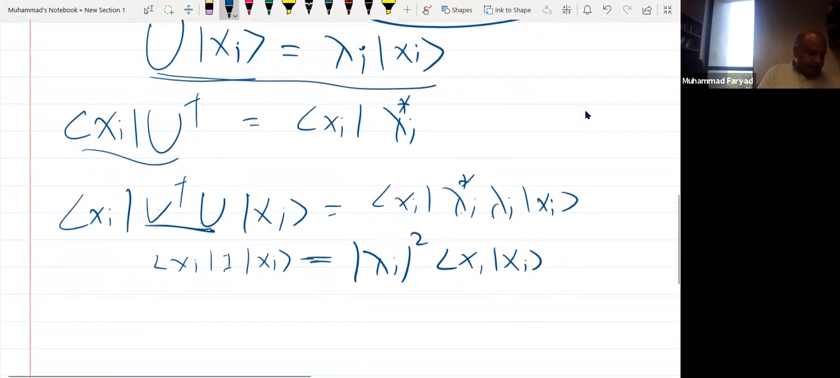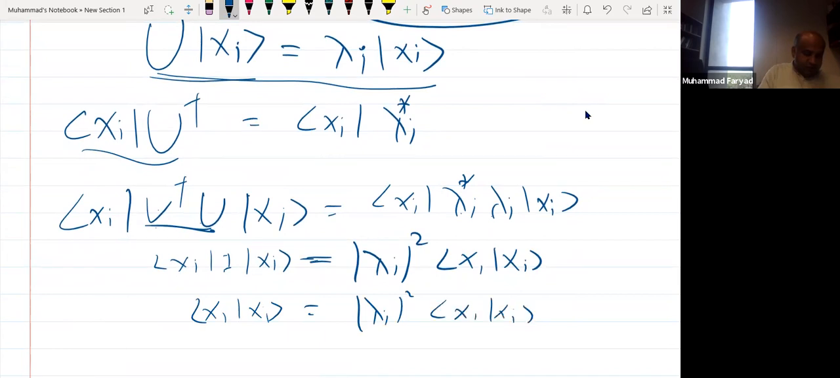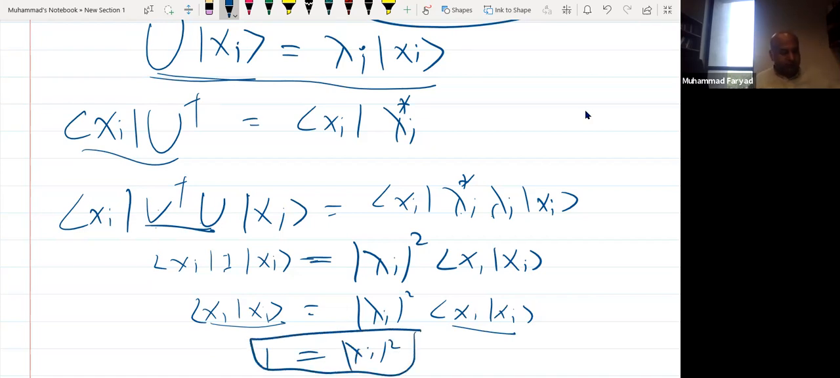Now this is identity, so this simply becomes xi lambda i mod square xi. Now this is a constant number, so I can cancel it from both sides. So this gives me lambda i mod square is equal to 1, which means that the eigenvalue of a unitary operator satisfies this condition that its magnitude is 1.